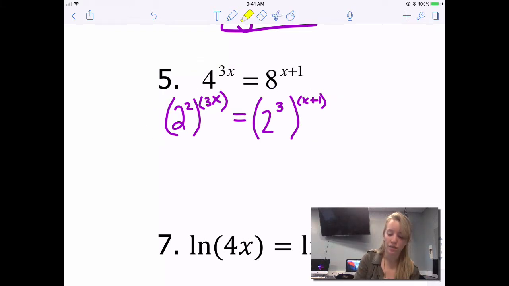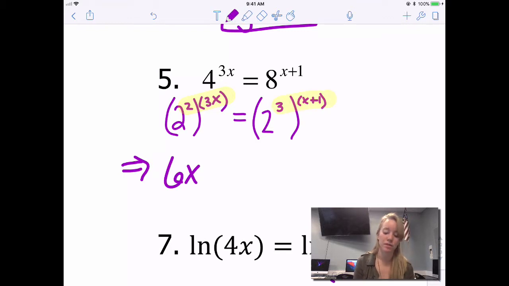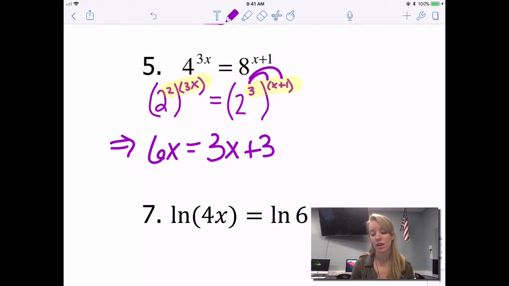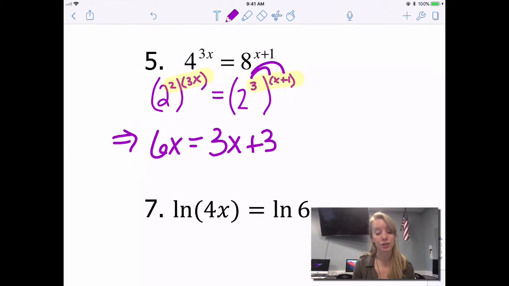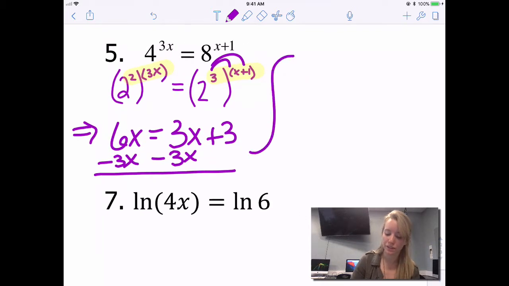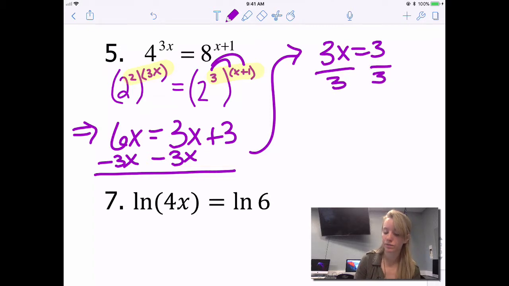So I have 2 to the 2 times 3x, which is 6x, and then 2 to the 3 times x plus 1, which is 3x plus 3. You can think about distributing that 3. And then I can go to town solving this equation. I subtract 3x on both sides, and I will put the rest of it over here. I get 3x equals 3, so x is equal to 1.